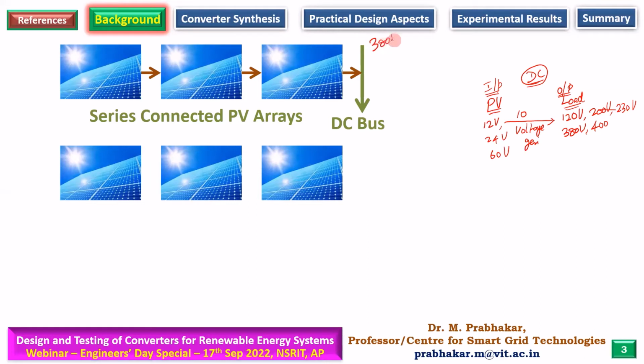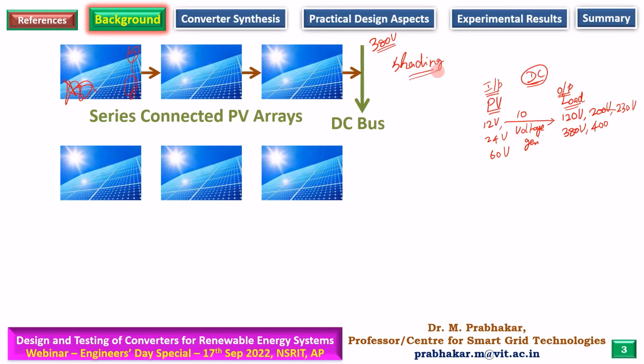This is what we were working on, so I will stick to this. The drawback in a series connected configuration is, suppose there is shade falling on one panel, then the entire voltage level is going to come down. So that is one drawback. Shading is one drawback in a series connected configuration.